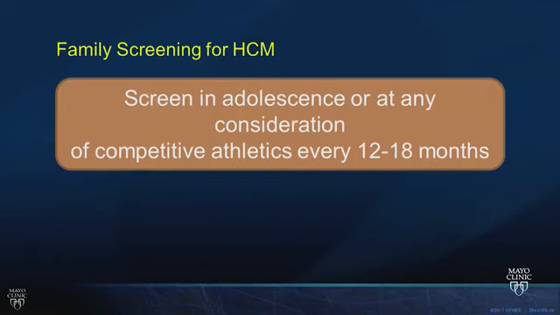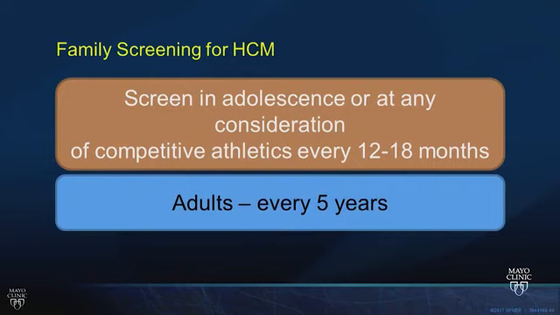So we usually start at the onset of adolescence, which is when we think most of the hypertrophy begins to happen. During adolescence, or when they are competing in sports, we screen them essentially annually. When they become adults who aren't participating in sports, then we stretch that screening out to every 5 years if we're using imaging as our screening modality.